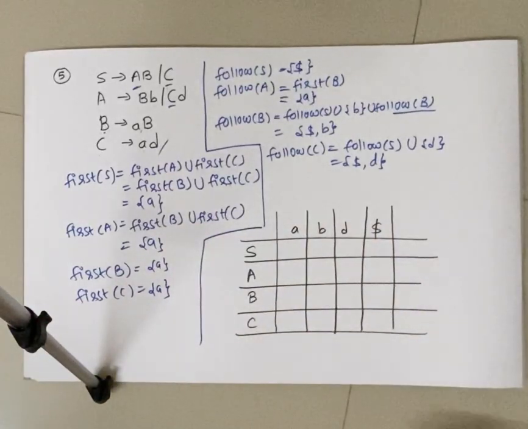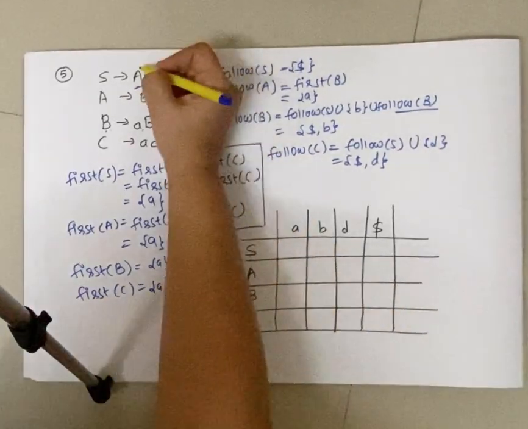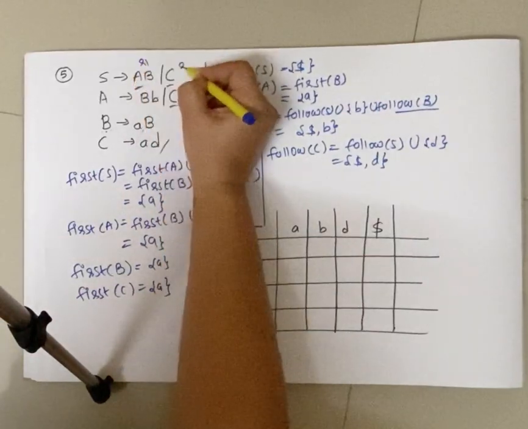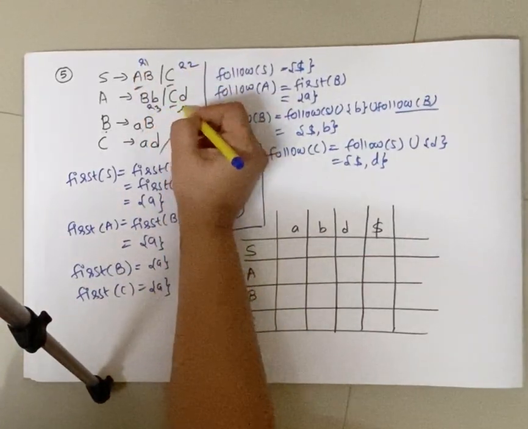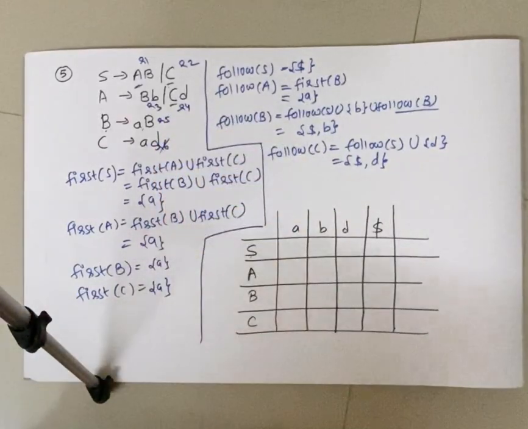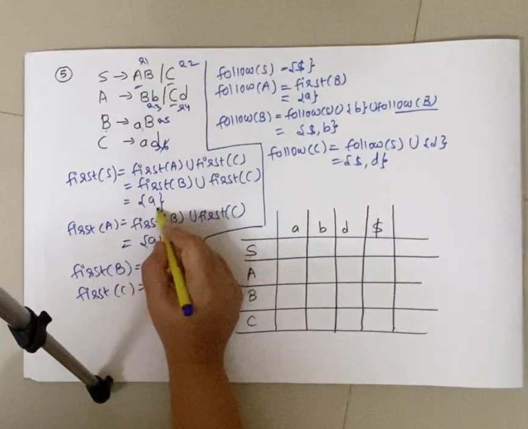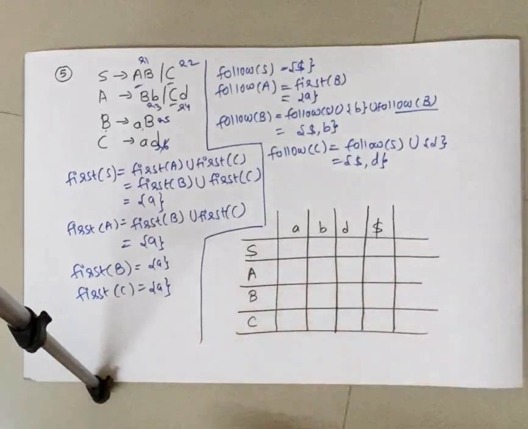Now, moving ahead. How to add the values over here? For creating the value of capital S, I have to observe. Let me first of all give the naming. This is R1, this is R2, this is R3, this is R4, this is R5 and this is R6. When I am making the entry in the row of S, I have to observe what is first of S. First of S is A. So the rules which are derivable by capital S should be written in a single column.